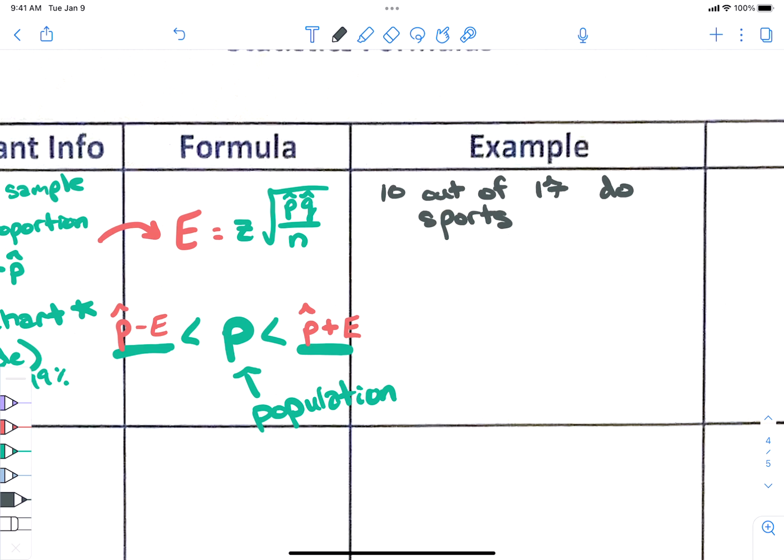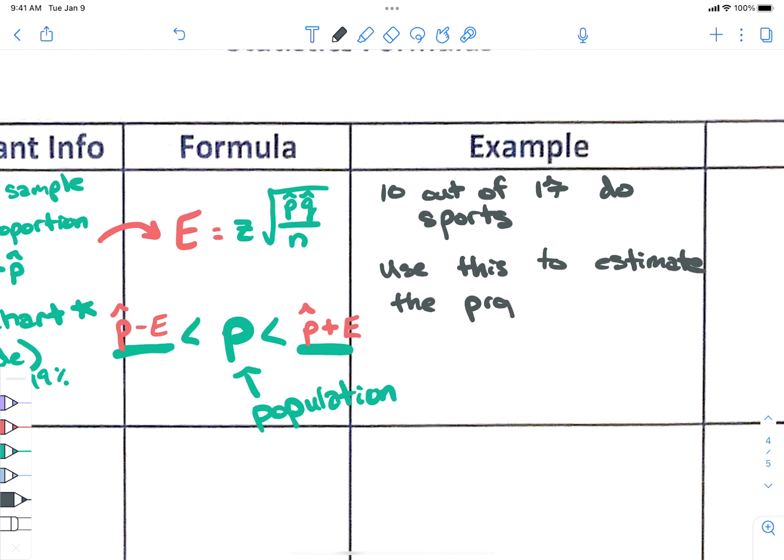10 out of 17 do sports. Okay? In this class, 10 out of 17 do sports. I don't know, it might be 11, it might be 12, whatever, but we'll just say 10. 10 out of 17 do sports. I think that may be accurate. Okay? So I'm going to say use this to estimate the proportion of all seniors that do sports.